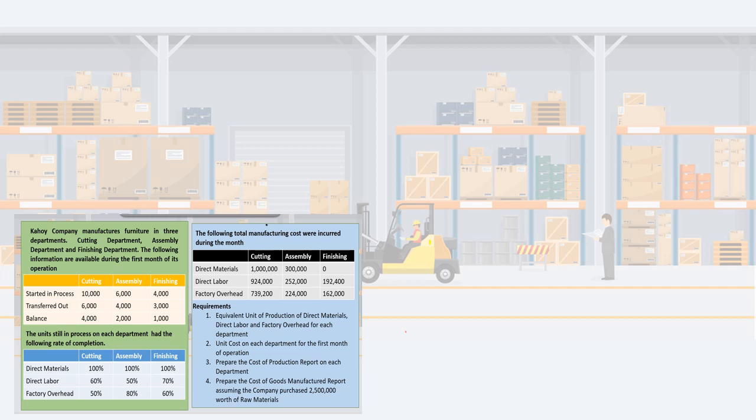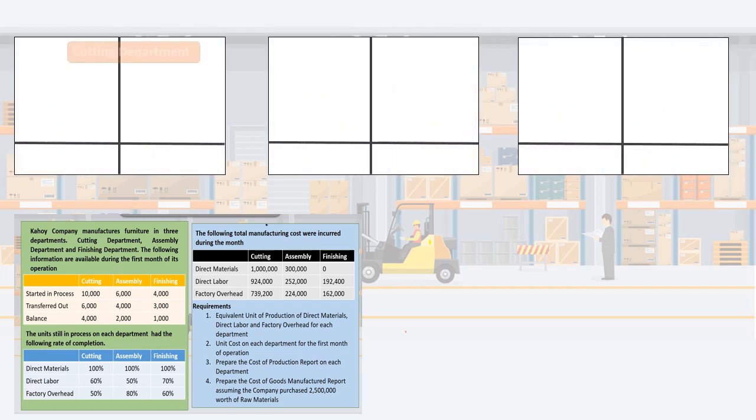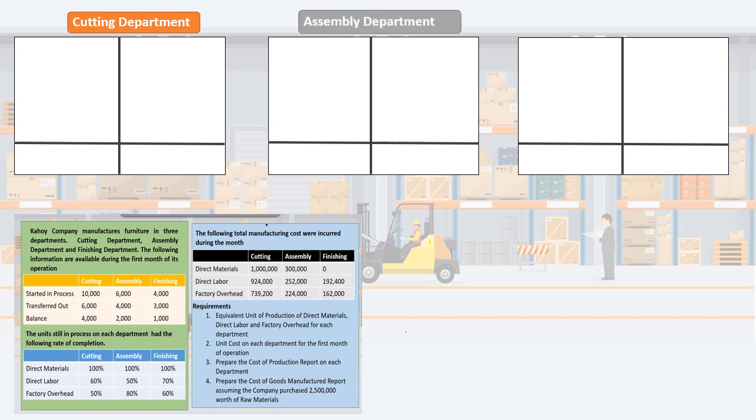So para hindi ka masyadong malito kung paano siya i-compute, let me share with you kung paano ko siya kino-compute. Ang ginagawa ko, each department represented by a T account, kasi madali mag-analyze kapag gumagamit tayo ng T account. So sa case natin, dahil meron tayong 3 departments, I will prepare 3 T accounts, di ba? Yung first T account natin ay yung ating cutting department, which is the first department. Then yung second T account will be assembly department. Then the last T account will be the finishing department.